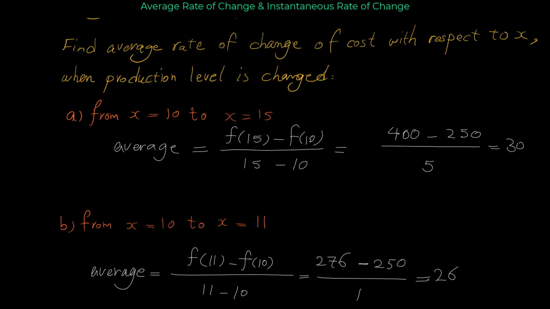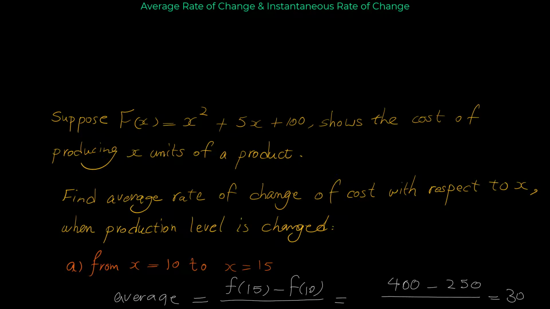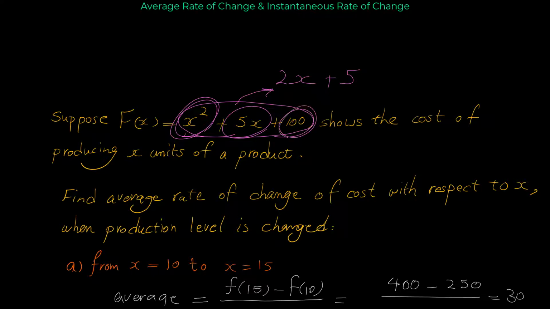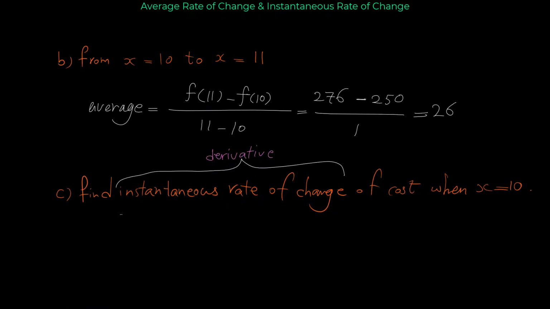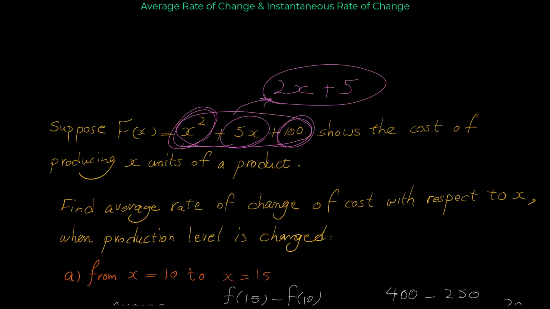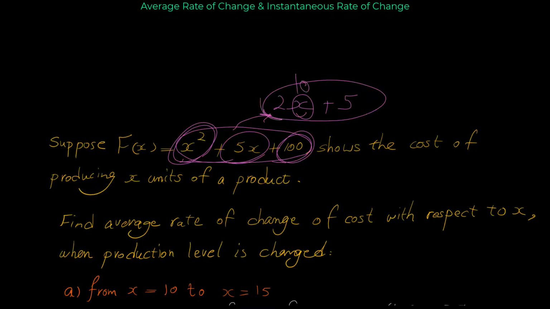If you are familiar with derivative rules, simply you can find the derivative of x to the 2 plus 5x plus 100. And probably you know that derivative of x to the 2 is 2x, derivative of 5x is 5, and derivative of 100 is 0 because it is a constant. And because here we want to find derivative or instantaneous rate of change when x equals 10, simply we can plug in 10 here. 2 times 10 is 20, 20 plus 5 is 25. So the answer is 25.